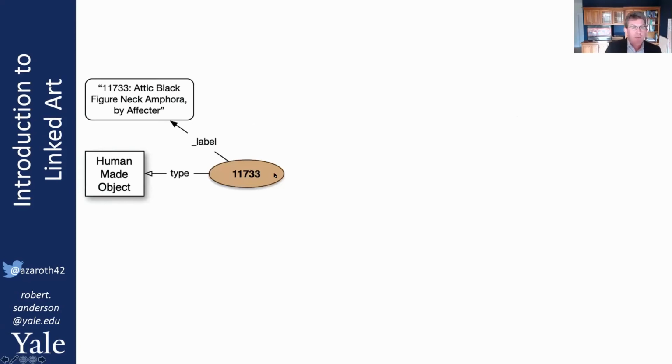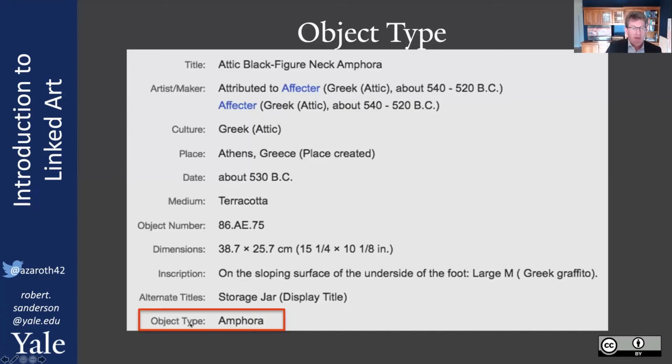So we start off with an entity, this brown guy in the middle, and it is a human-made object. So this is its class. We then give it a label, which is just a string, so that if all you get is, here is the URI, it's this type, and this is a label intended for developers to look at, you can at least understand what this URI is describing.